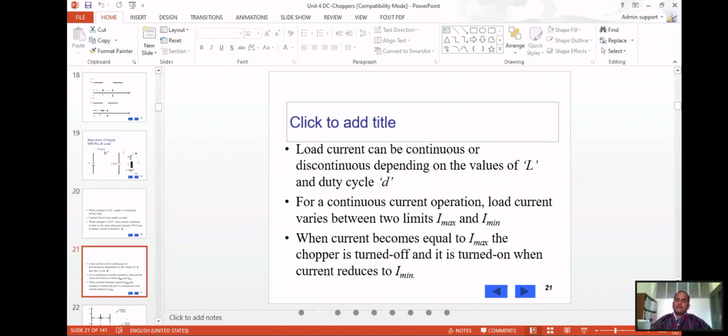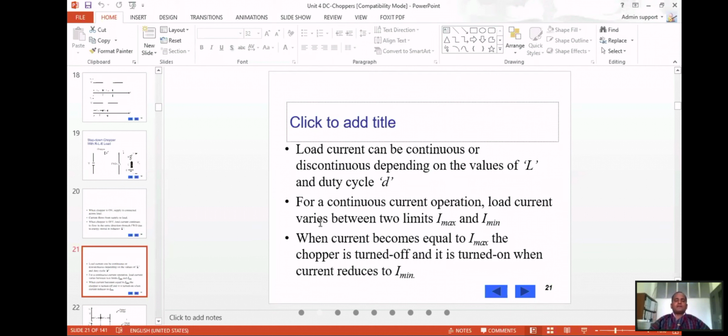And the duty cycle D. So you have to be careful that in a chopper, duty cycle is one of the most important factors to know the output of the system. So for continuous current operations, the load current varies between the two limits. So there are two things. One is continuous current and the other one is discontinuous current.